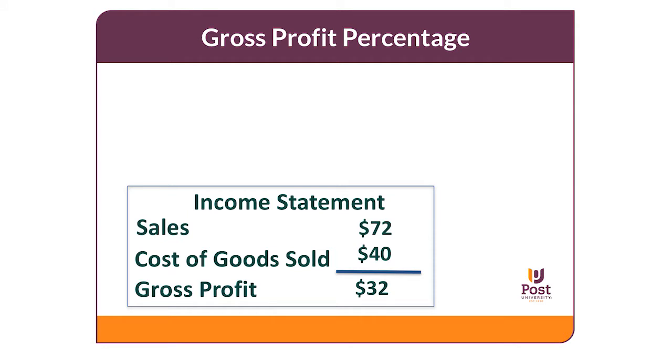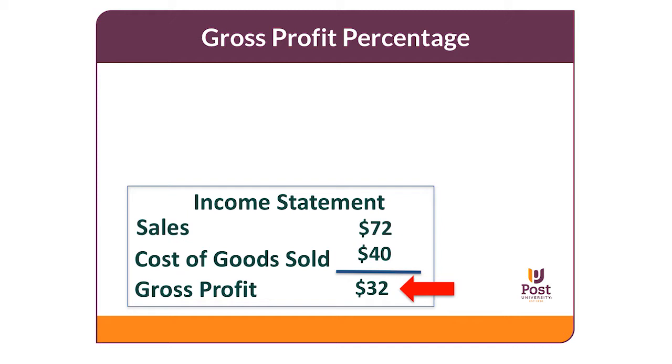Gross profit is a subtotal in the income statement. Sales minus the cost of goods sold equals gross profit. In our previous example, we would have resulted in a gross profit of $32. Sales of $72 minus cost of goods sold of $40 equals $32 gross profit.